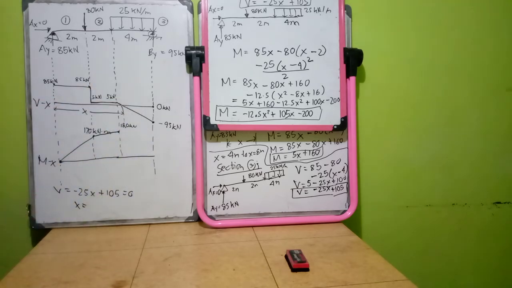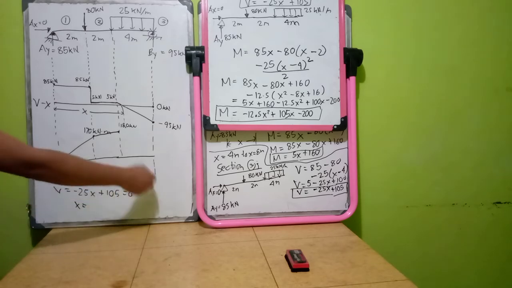So negative 25x plus 105 equals 0. So using a calculator or simple algebraic manipulation, negative 25x is equal to negative 105.